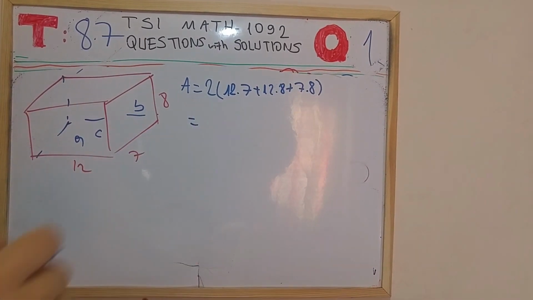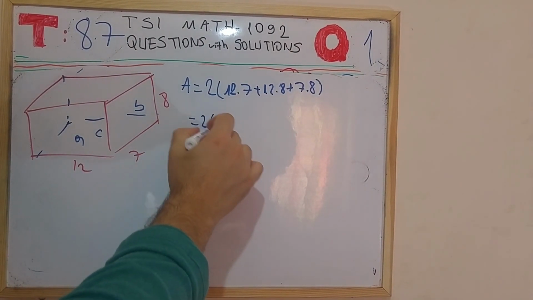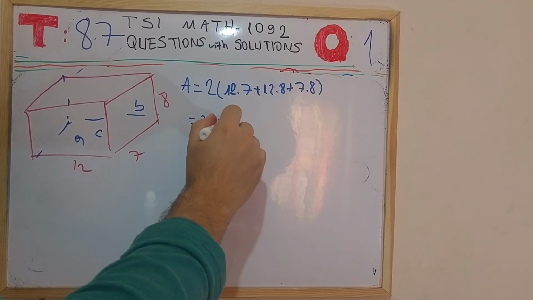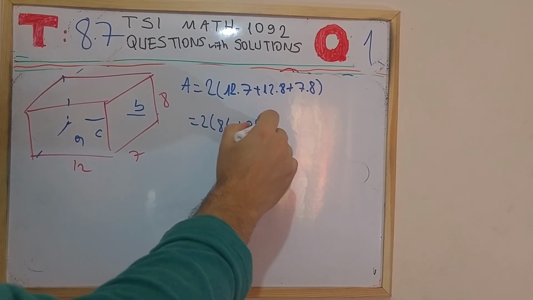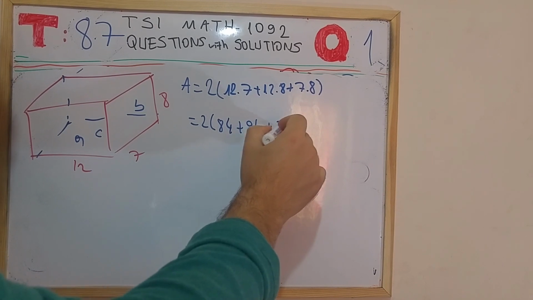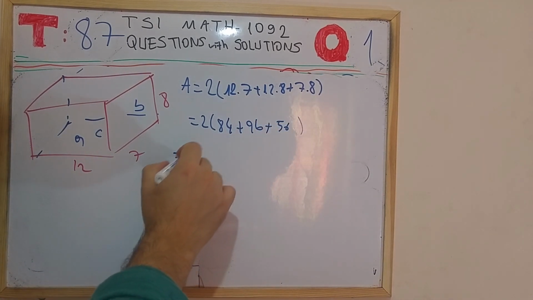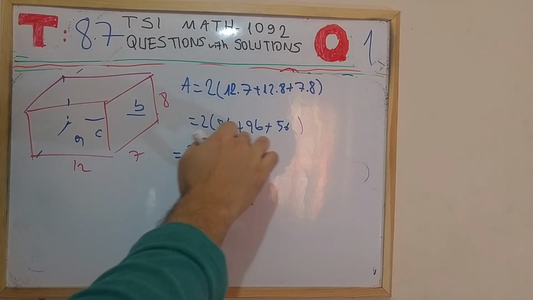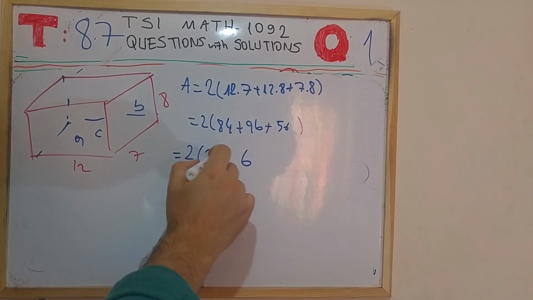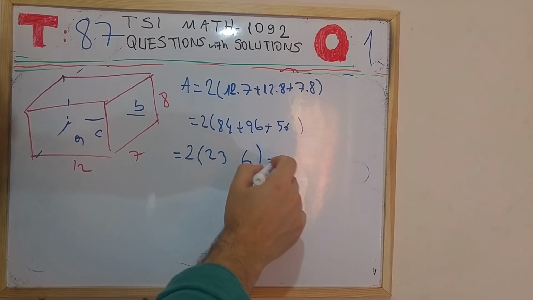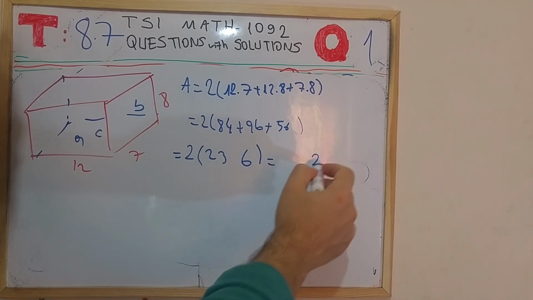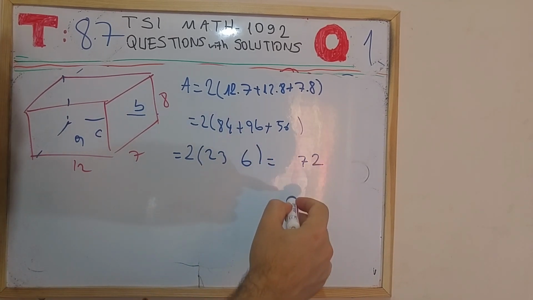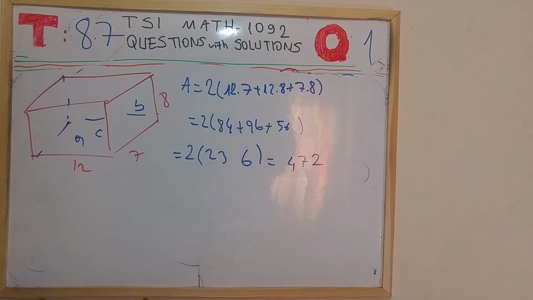And this is equal to, as we see here, 2 times 84 plus 96 plus 56, and this is equal to 2 times 236, and this is equal to 472.